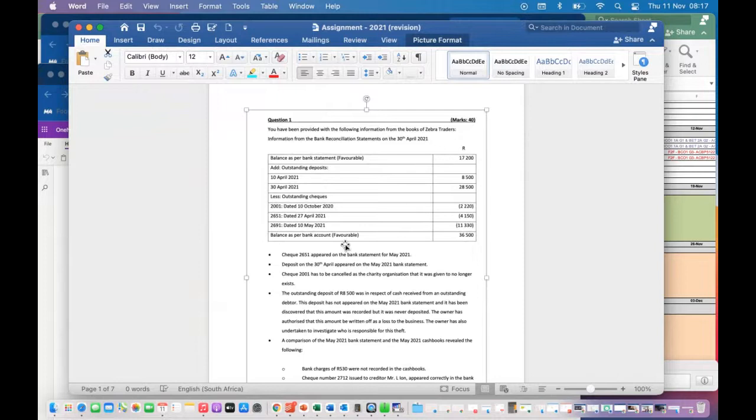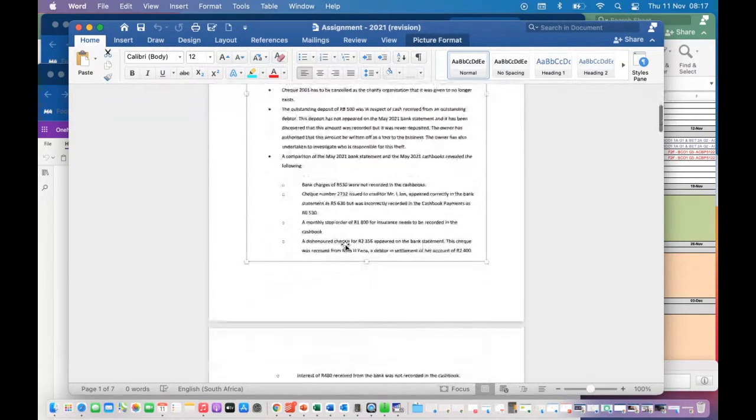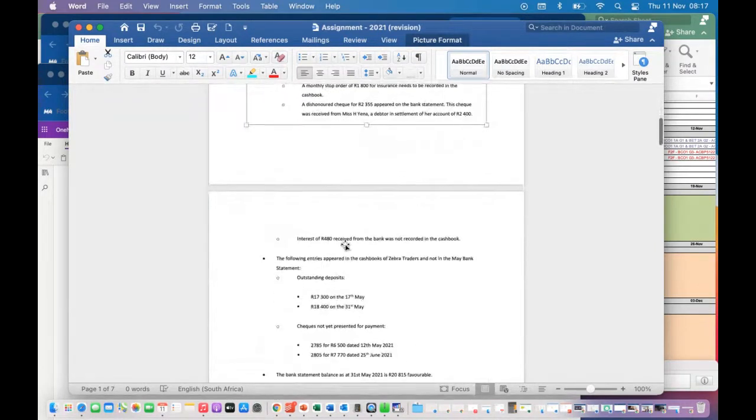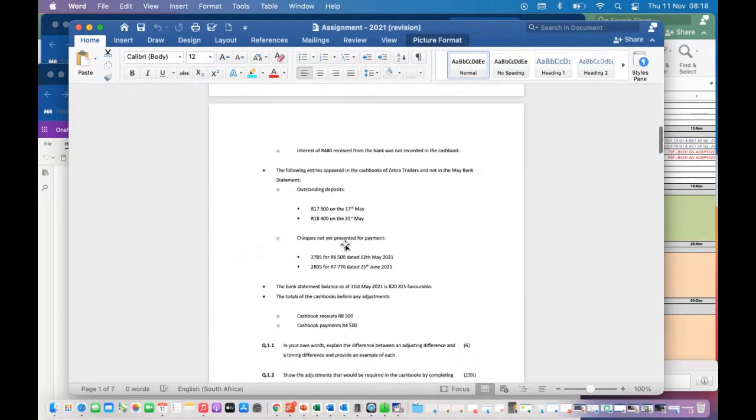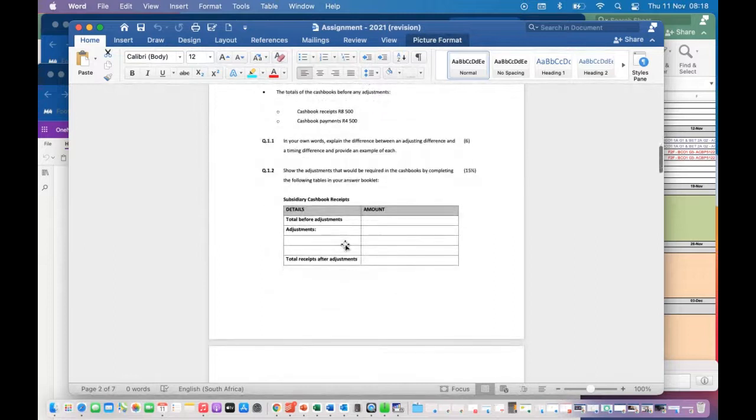For question 1, they gave us a bank reconciliation question. Now you guys are familiar with this, so we might not go thoroughly through it. In fact, we should. Let's do that so that we are helping each other ensure that we understand exactly what we needed to pay attention to.